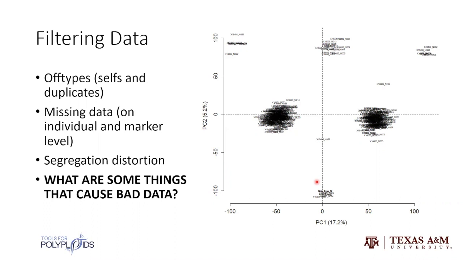Then you can also filter data based on segregation distortion. This is a really good way to first filter your data, because if a marker doesn't fit the expected segregation ratios, then it's probably a bad marker. So that kind of leads me to the first question. Does anybody have any ideas about what are some other things that may cause bad data or missing data?